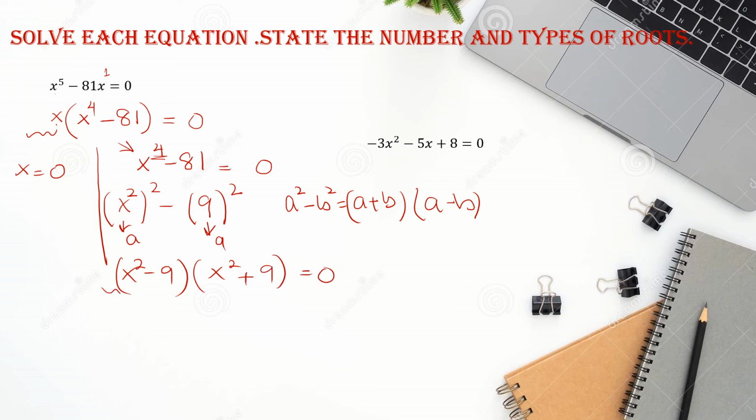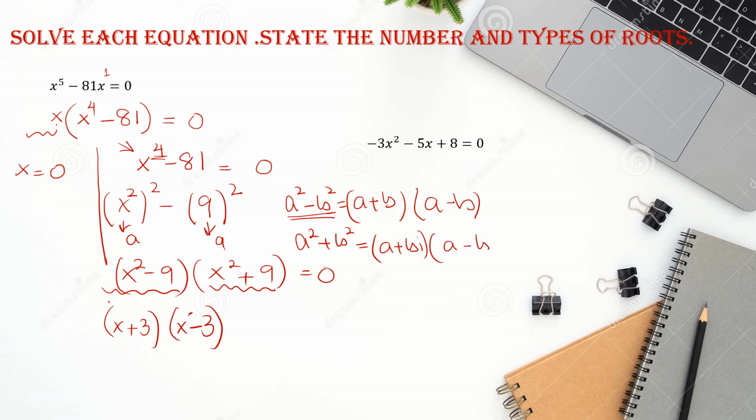Now here you can apply again the formula a square minus b square. So you can write it as x plus 3 and x minus 3. Now here x square plus 9 is the sum of the binomials. It means you can use the formula a square plus b square equals a plus bi times a minus bi. So you can write it as x plus 3i and the other factor will be x minus 3i, equals 0.